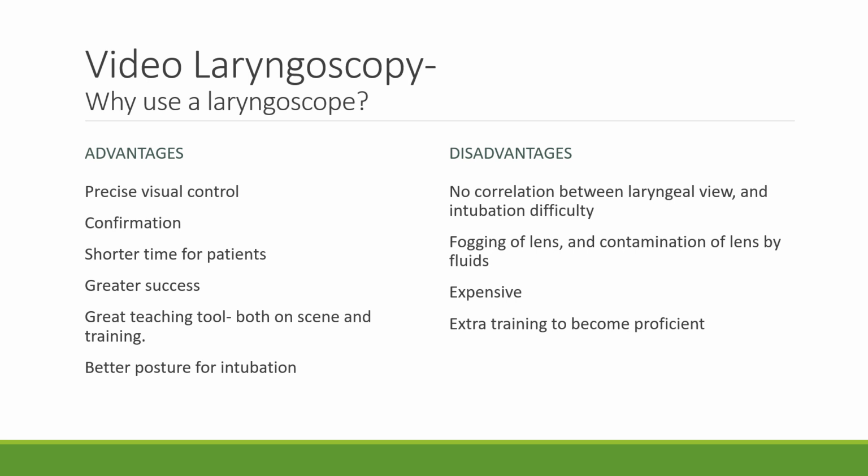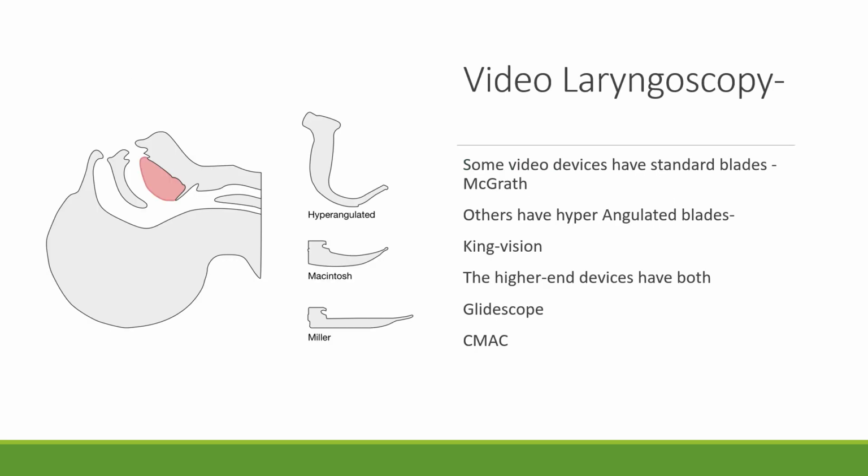So we can see the difference of the hyperangulated blades. I believe that's a GlideScope blade. I forgot the name of it. It's not that important, but you'll see some of the hyperangulated blades have varying angle differences. Like I said, the X blade's not that angled compared to some of the others, but it still is an effective blade.